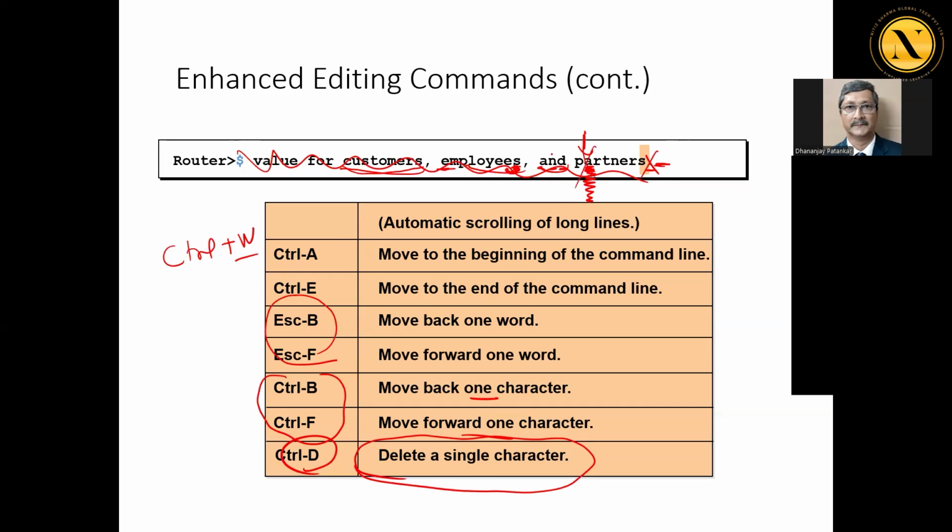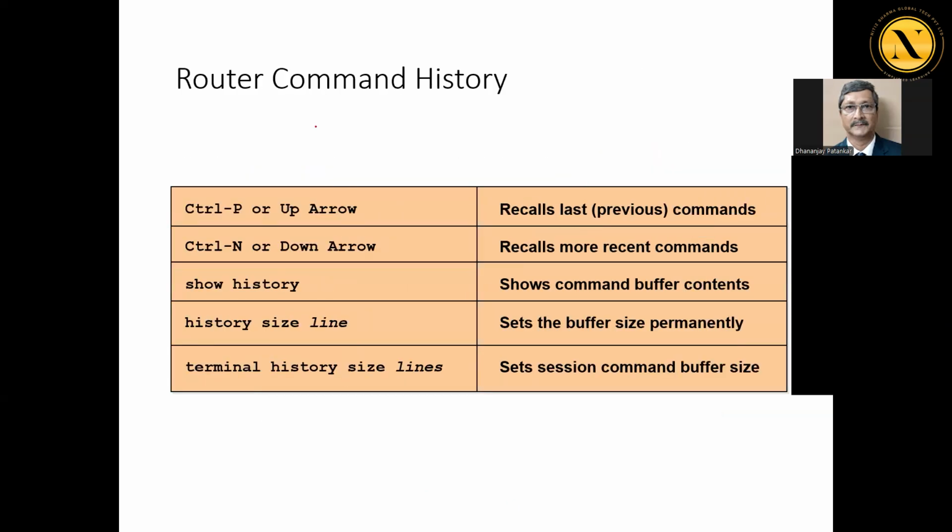Okay. So all these are keyboard shortcuts. Control A, Control E, Escape B, Escape F, Control B, Control F, Control D, whatever. And up arrow and down arrow. Right? So what happens is, if I am at the user mode, if I type enable, let's say I come to the privilege mode, even if it asks for a password, it will not save that. And then I type configure terminal, then I come to the global mode.